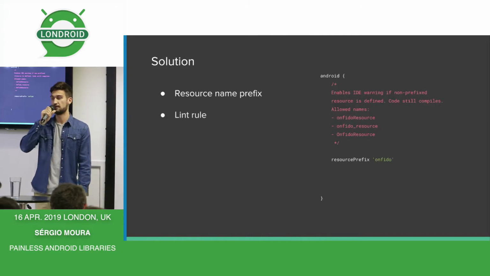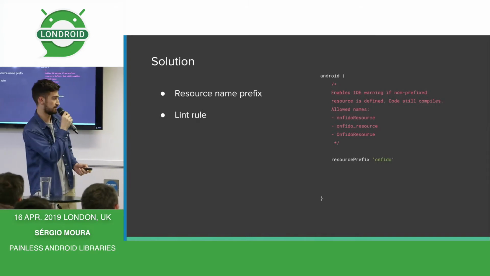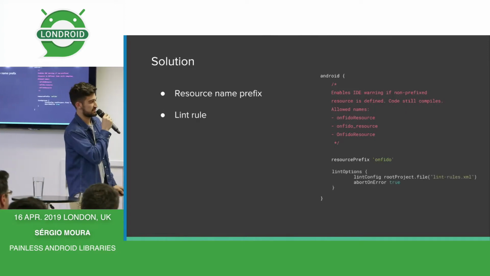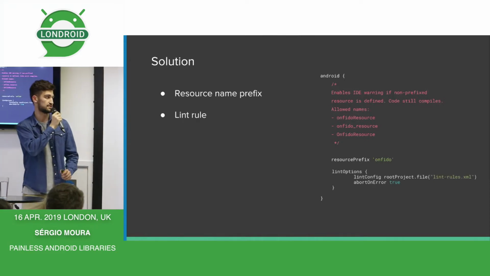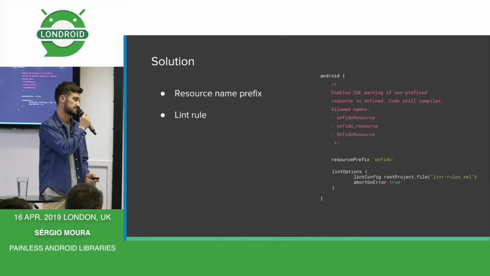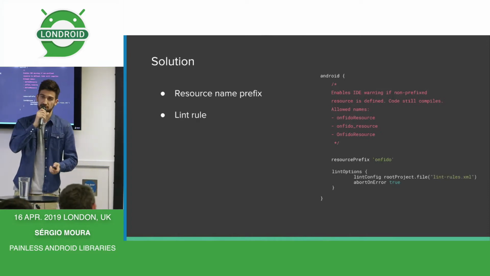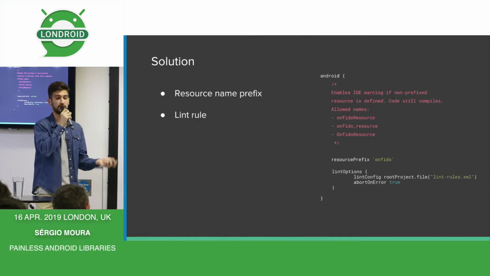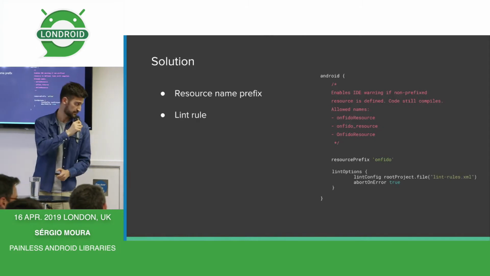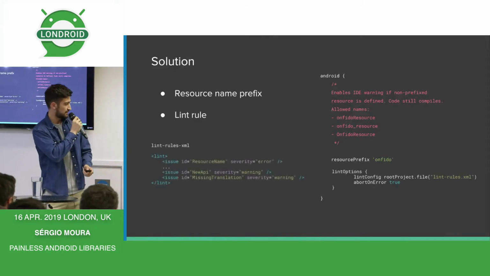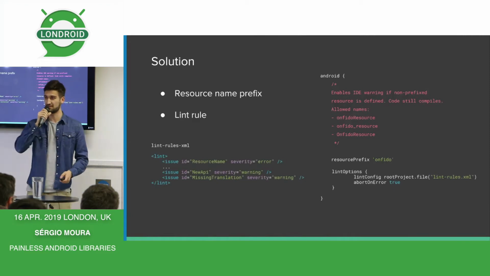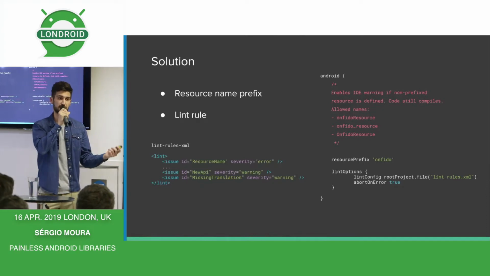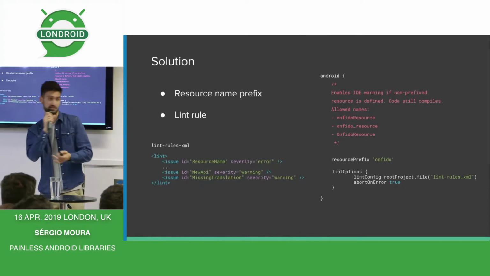So you should define a lint rule which will fail your lint checks in case you add a non-prefixed resource. Basically, you need to add a lintOptions block which states the location of your lint rules file, and you also state that whenever there is an error, your lint checks should automatically fail. Regarding the lint rules .xml file, it doesn't need to be prefixed because it won't ship with your final app, so it will never conflict. It won't ship with your library, so it will never conflict with any app that integrates your library.